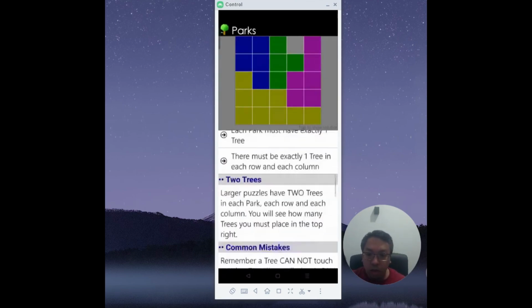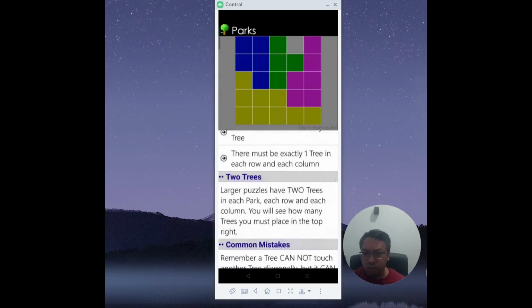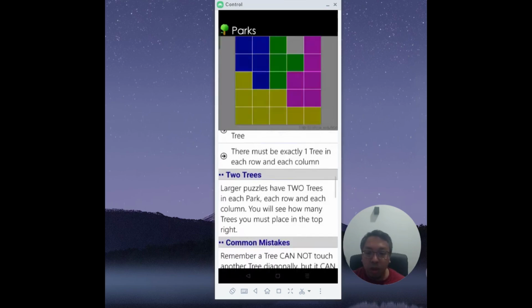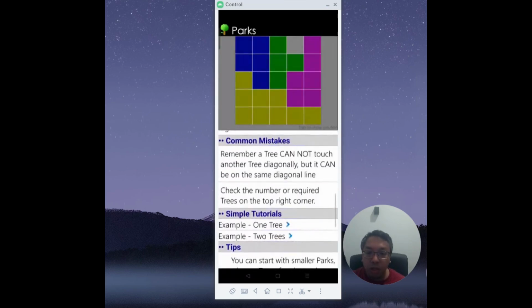Another piece of information: for larger puzzles, maybe in more advanced levels, it could have two trees in each park, each row and each column, but we'll talk about it later, maybe. Regarding mistakes, a tree cannot touch another tree diagonally. This is a common mistake, so we should be aware of that.